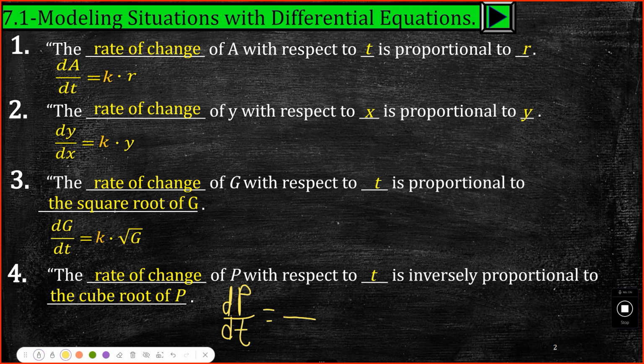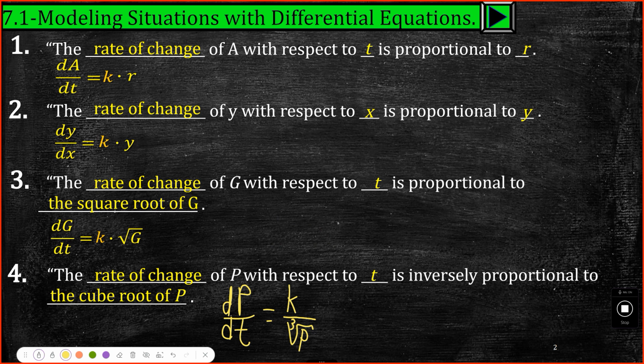Inverse, like the inverse function, y equals what? 1 over x? So it's got to be at the bottom and not the top. So it's going to be what? Is inversely proportional to the cube root of p. Cube root of p. And then put the k on top.